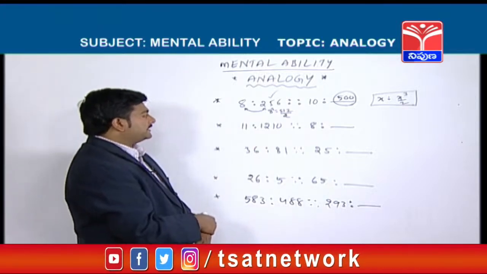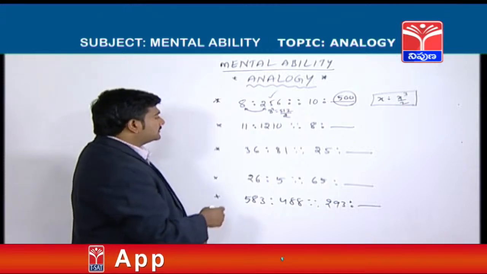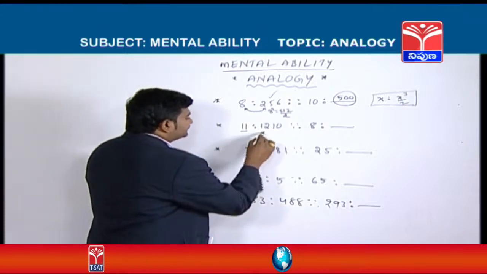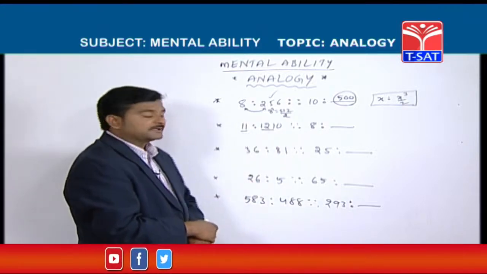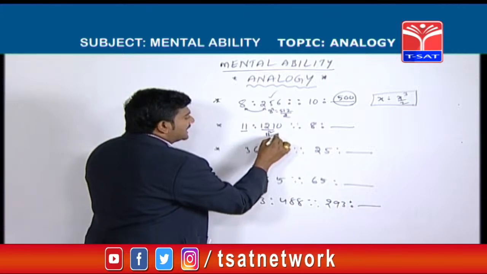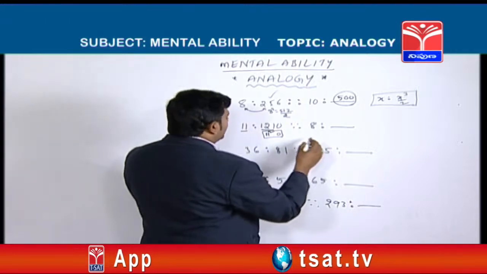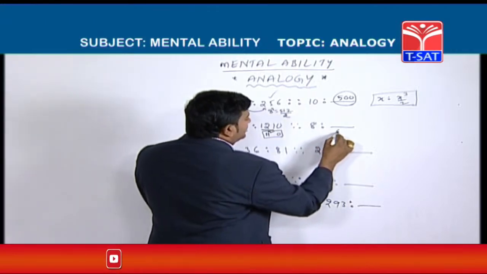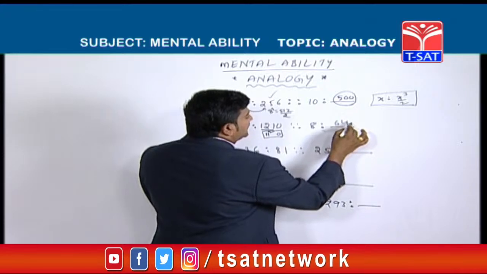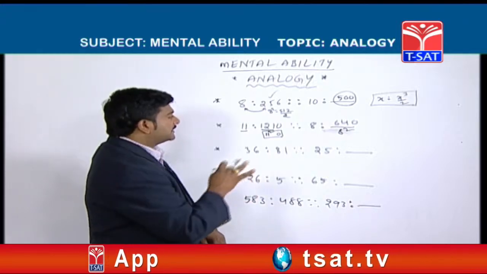Now observe here, 11 is to 1210 as 8 is to dash. The concept involved is, usually you may think many answers are possible. 11 and 121: that is 11 square. For 11 square, simply 0 is added. Now what do I have to do? 8 square, which means 64. I need to keep the 0 beside the square of 8. Many answers are possible. That is one way.